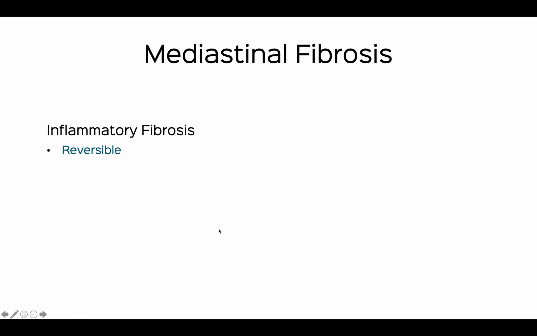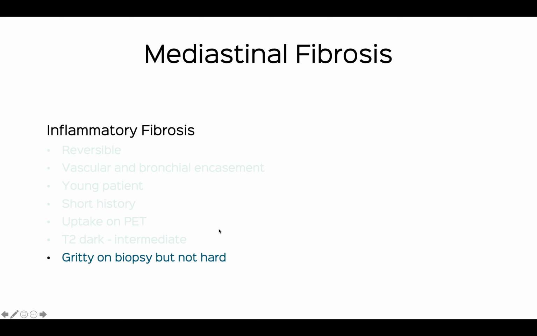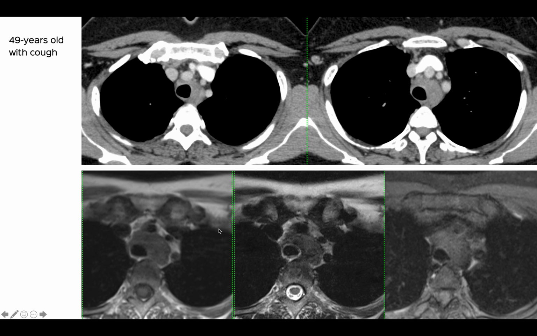And then we have the inflammatory fibrosis, which is commoner in the Western countries, simply because you don't have enough post-infectious mediastinal fibrosis there. This is potentially reversible. The post-infectious mediastinal fibrosis is not reversible. This may be reversible. Again, there is vascular bronchial encasement, again, typically young patients, but shorter history. There's usually uptake on PET, on MR. The lesion can be T2 intermediate or dark and gritty on biopsy, but not hard.